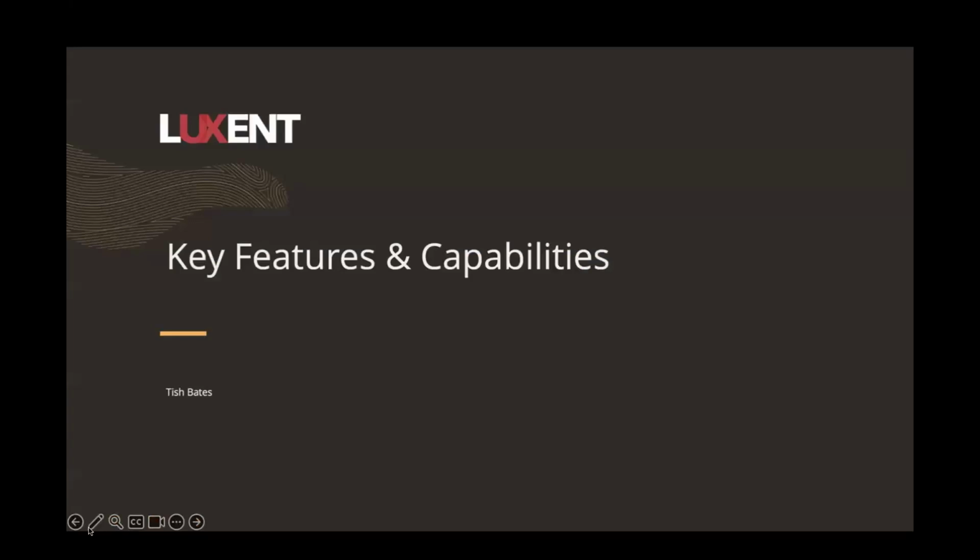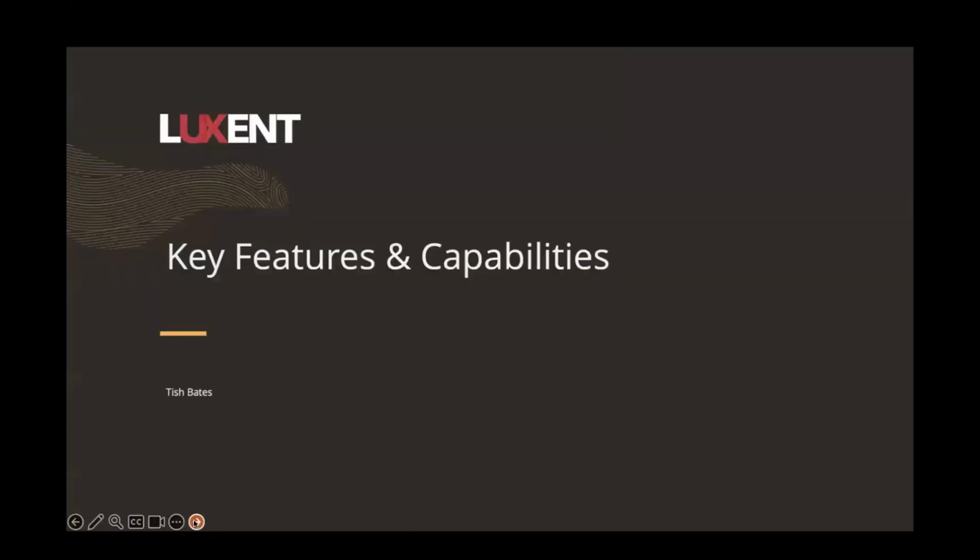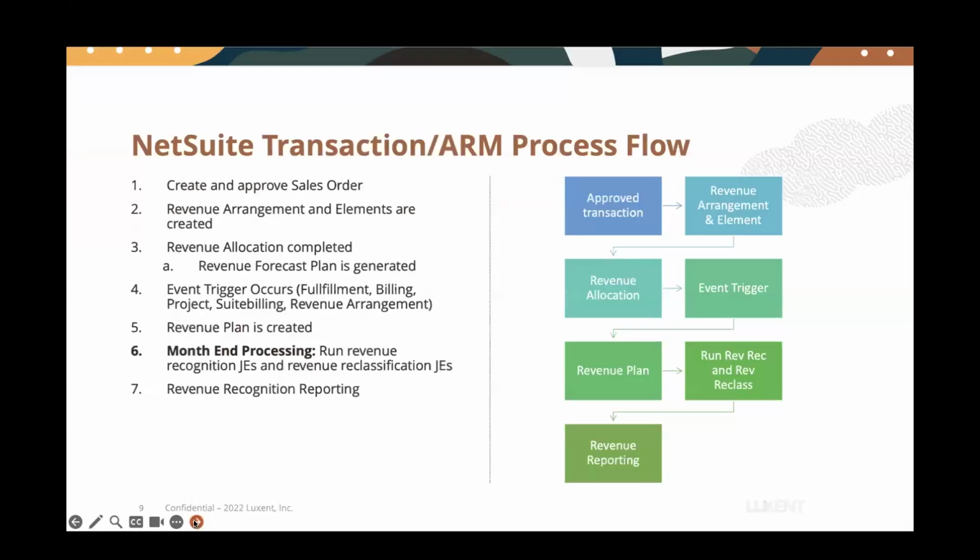And then at the end, you do the recognition and reclassification journal entries, which is another step of your month-end process that I'll walk you through. Okay. So key features, capabilities. Let's go into that. So this is the general process flow that you're going to follow.